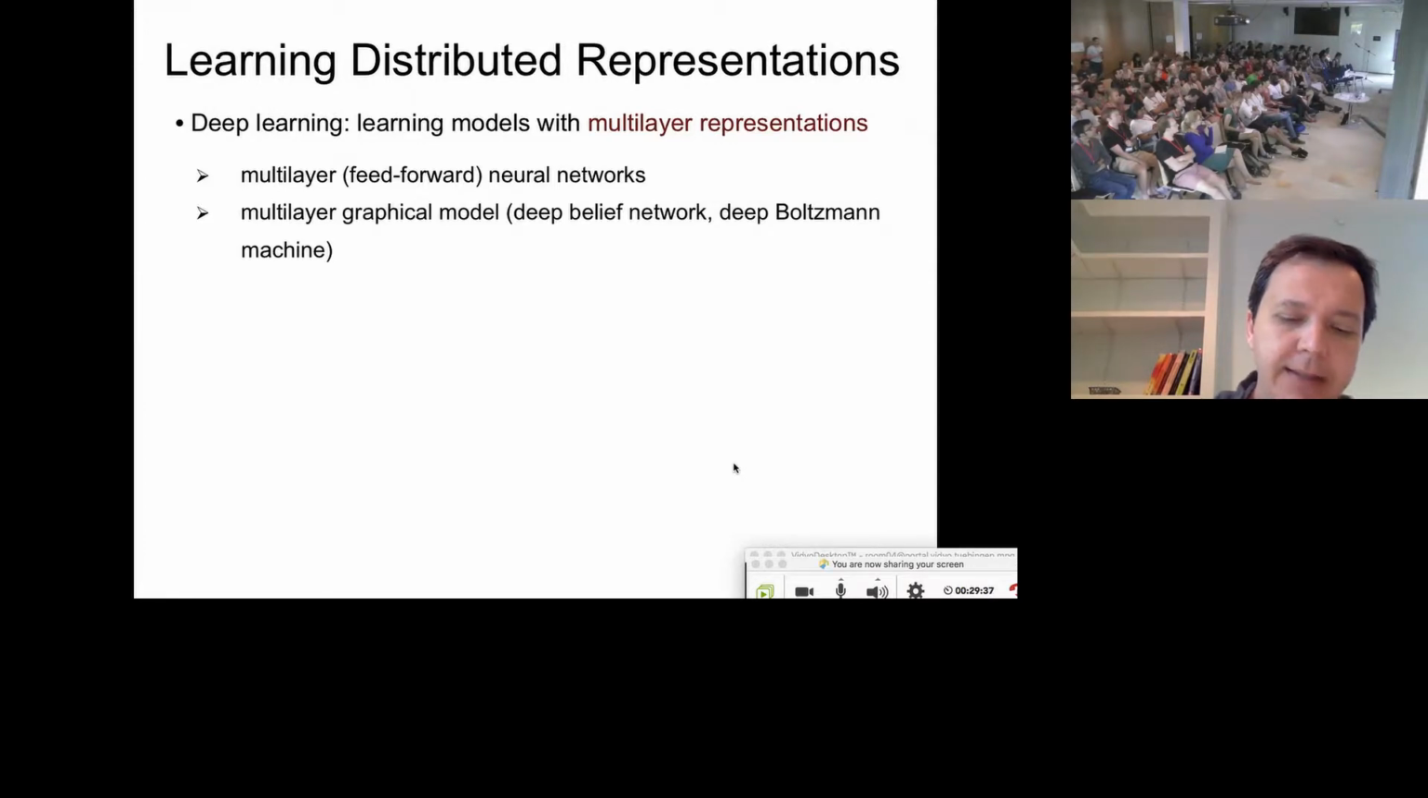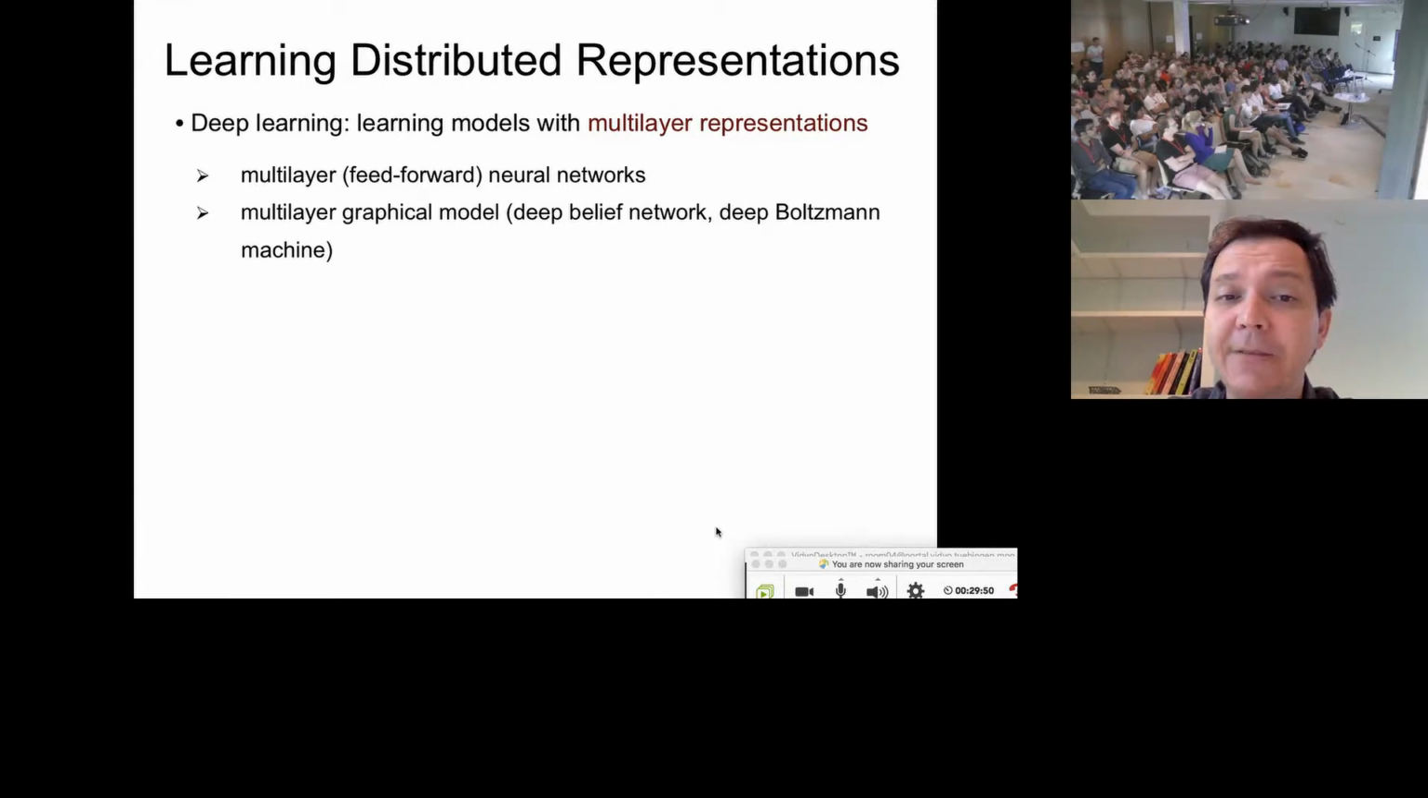Now, let me just step back a little bit and highlight some of the differences of what these models are doing. These models are sometimes viewed as learning distributed representations, right? So you have these multi-layer feedforward neural networks, but we'll also be looking in tomorrow's lecture at multi-layer graphical models, right? So models such as deep belief networks, deep Boltzmann machines, variational autoencoders. All of these models you can view as graphical models, undirected or directed, that have multi-layer representation.